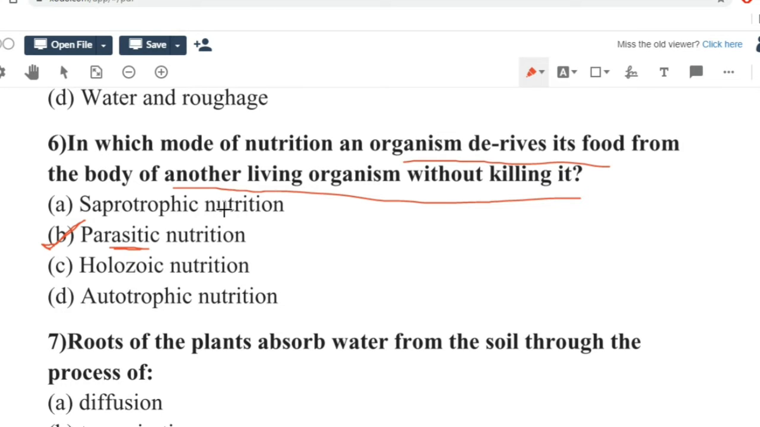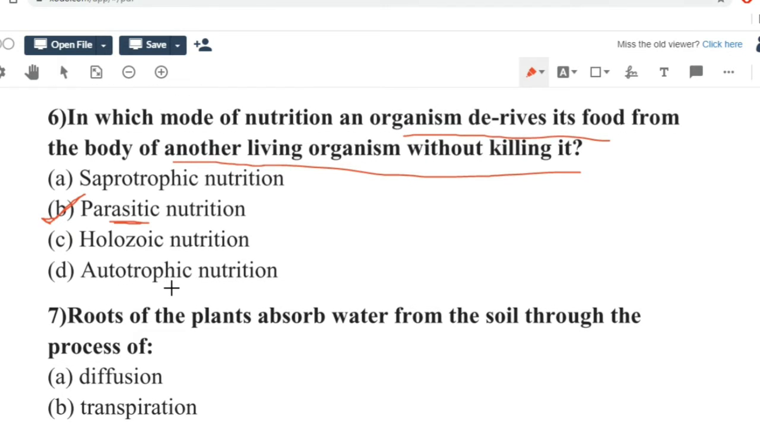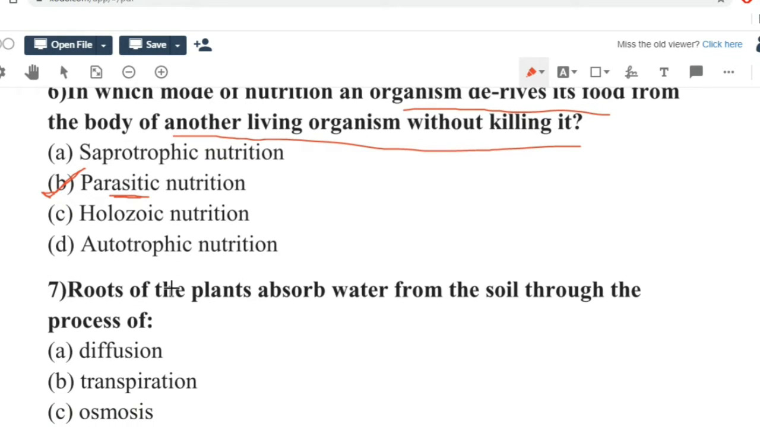Saprophytic nutrition, we all know that organisms feed on the dead and the decayed. Holozoic mode of nutrition is the one in which the food is taken in and digested with the help of enzymes. And autotrophic mode of nutrition is the one where the organisms prepare their own food. They are not dependent on any other organism. So the correct answer is parasitic nutrition.